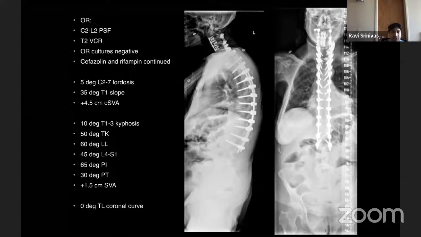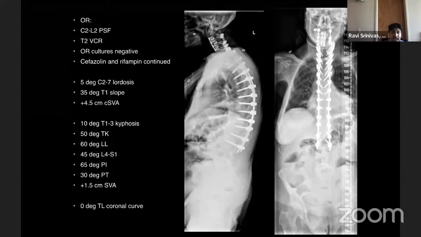But now we see that the lordosis is 5 degrees. The T1 slope again is improved to 35 degrees. CSVA also again improved. Now it's 4.5 centimeters. The kyphosis along T1 to T3 also significantly improved. It's down to 10 degrees now.